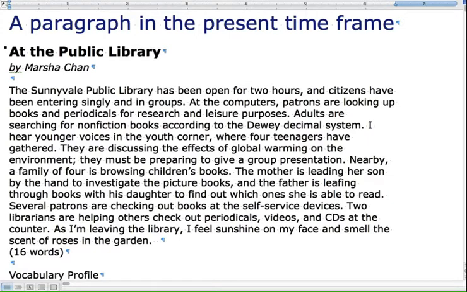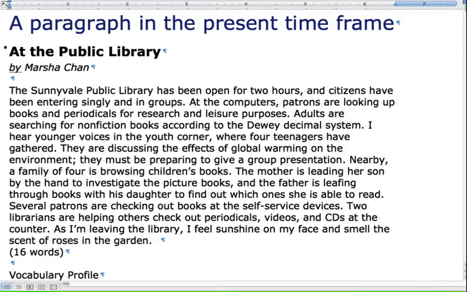The Sunnyvale Public Library has been open for 2 hours, and citizens have been entering singly and in groups. At the computers, patrons are looking up books and periodicals for research and leisure purposes. Adults are searching for nonfiction books according to the Dewey Decimal System. I hear younger voices in the youth corner where 4 teenagers have gathered.